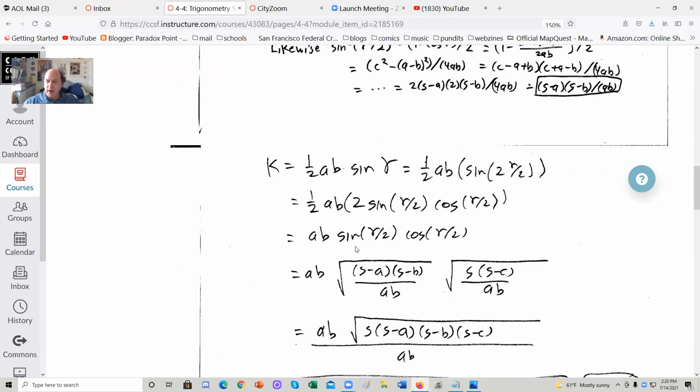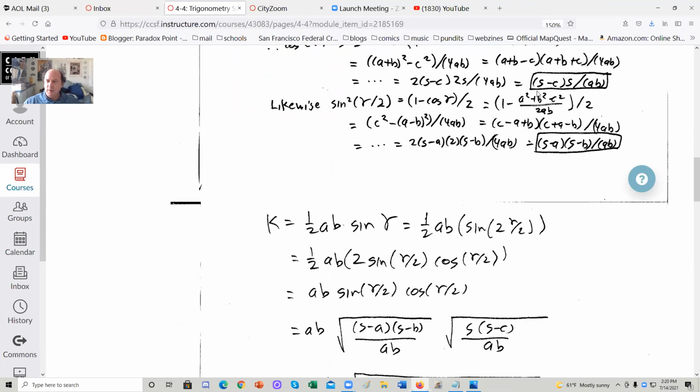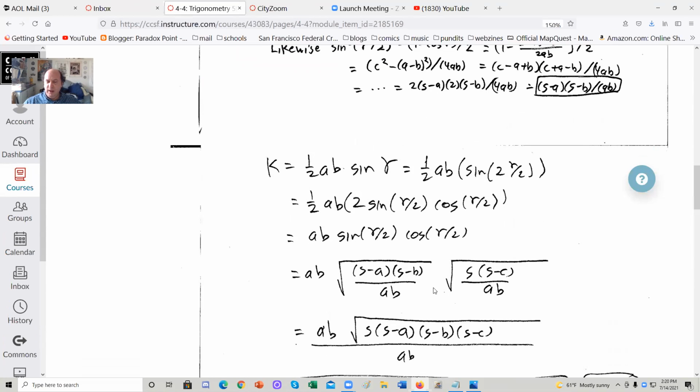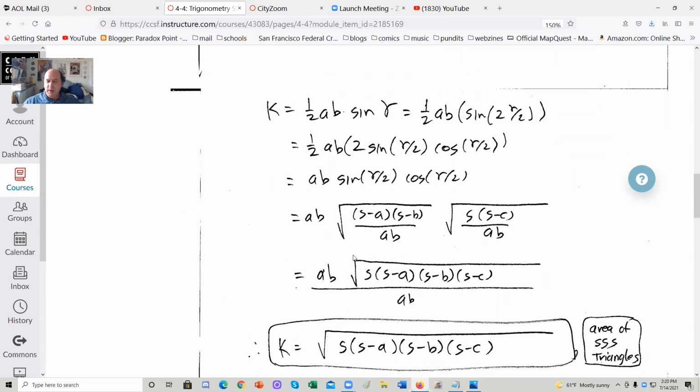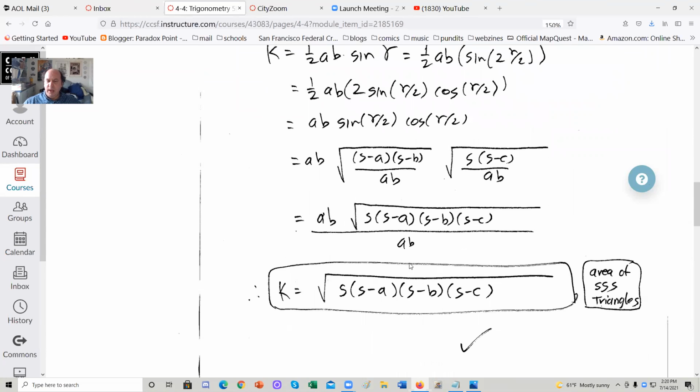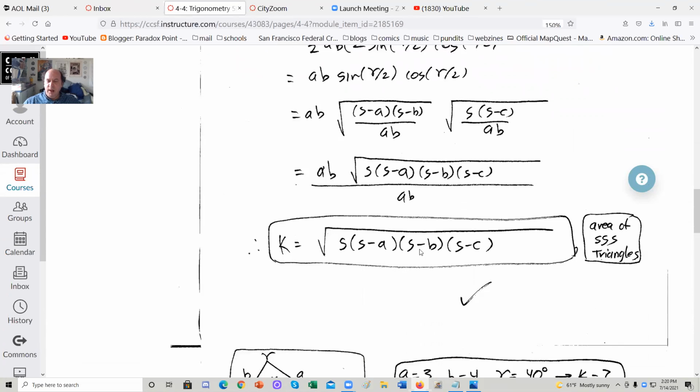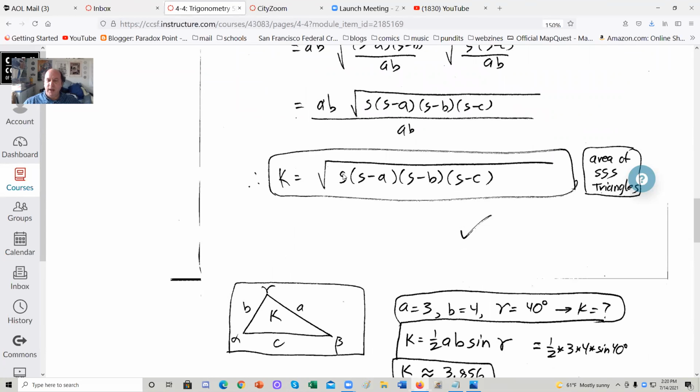Sine gamma over 2 is the square root of this thing, (S minus A)(S minus B) over AB. Cosine gamma over 2 is the square root of this, S times (S minus C) over AB. Then we merge these together. AB root S times (S minus A)(S minus B)(S minus C). Root AB times root AB is AB. And then the AB's cancel. And then we're done. K is the square root of S times (S minus A) times (S minus B) times (S minus C). And there we have it.